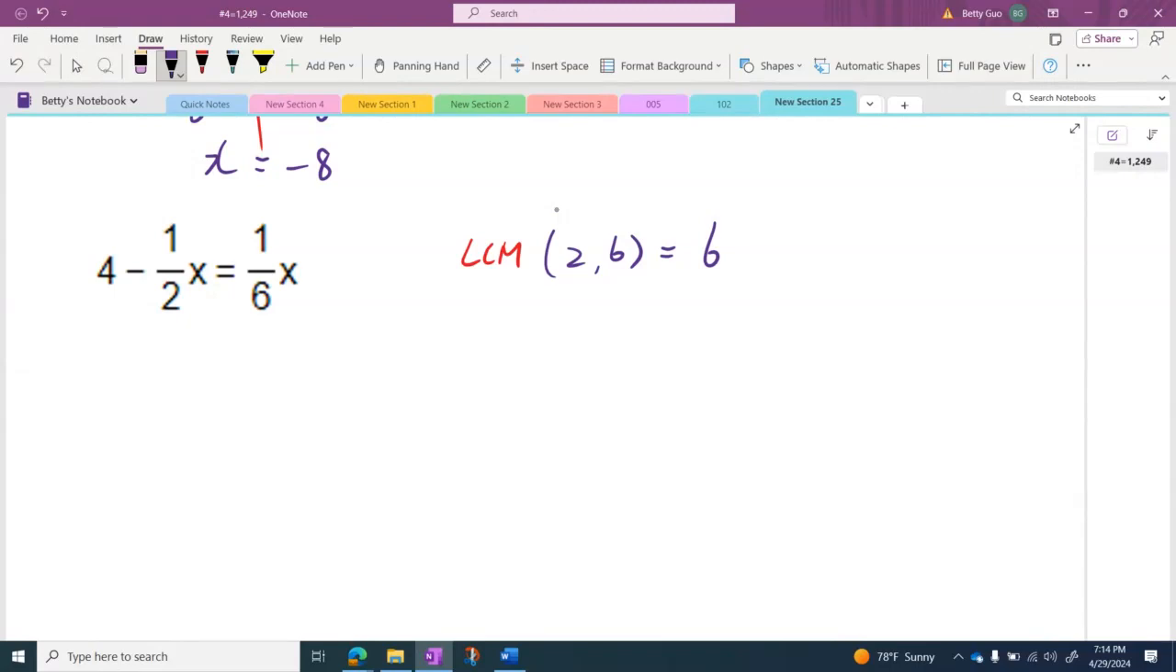Multiply every single term by 6. Knowing in the equation we have 3 terms, do not forget we have a 4 here. You divide 4 by 6 as well. Divide by 6. And then multiply the second term by 6, equals this term multiplied by 6. And then we simplify.